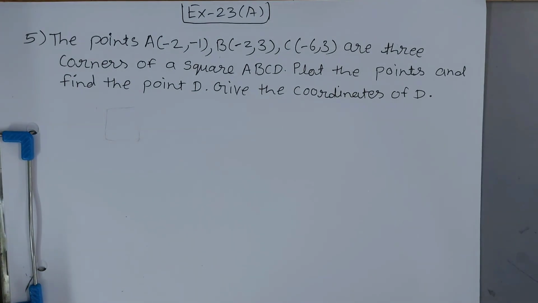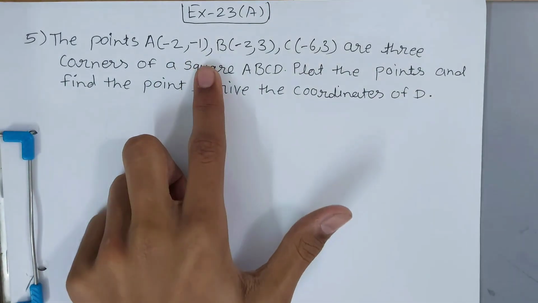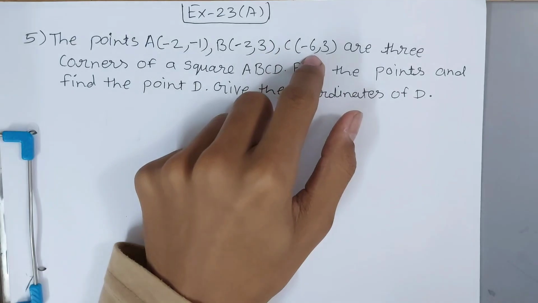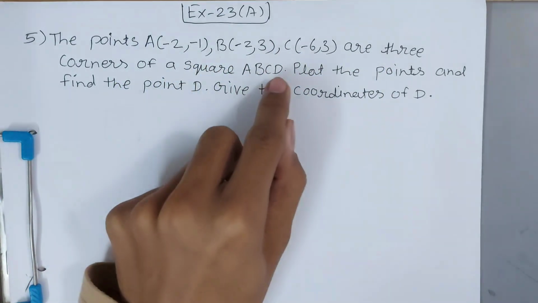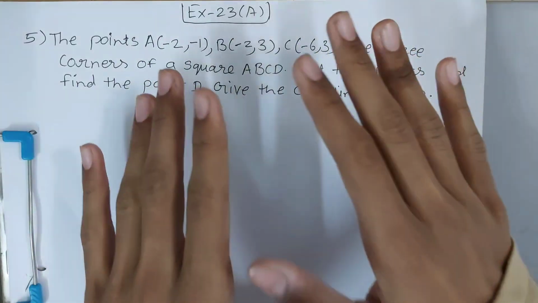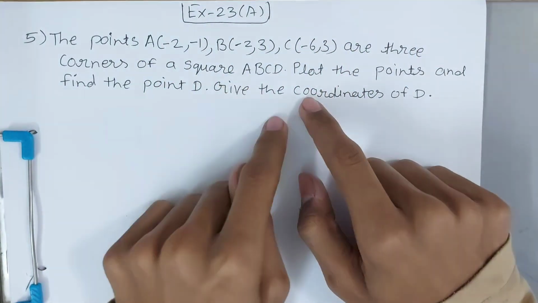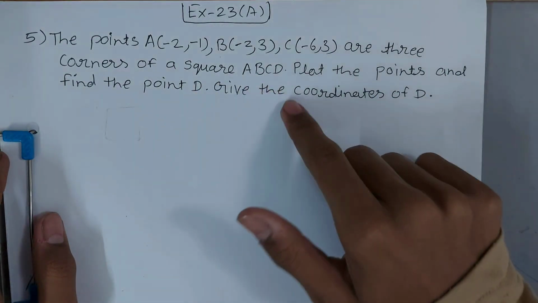In this video we are going to solve ICSE Mathematics Class 8 chapter number 23 Linear Graphs exercise 23A question 5. Points A (-2, -1), B (-2, 3) and C (-6, 3) are three corners of a square ABCD. So basically we have been given the three vertices of a square, A, B and C. Plot the points and find point D, give coordinates of D.